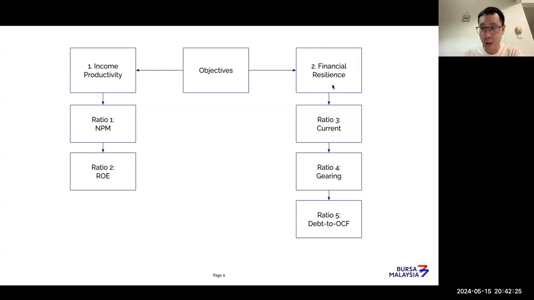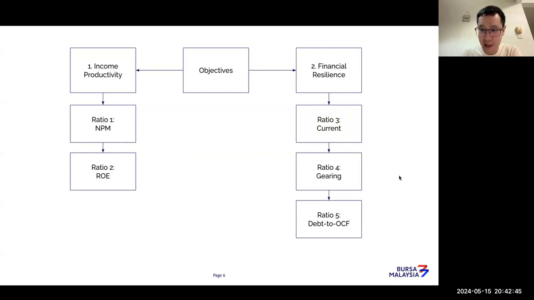Now, when it comes to financial resilience, there are three ratios that we're going to look at. The first one is current ratio. The second one is gearing ratio. And the third one is debt to operating cash flow. That one, I will explain later. Okay. So are you guys ready?